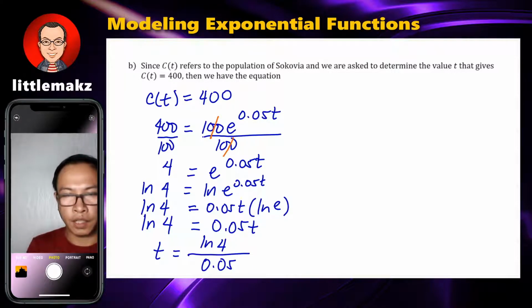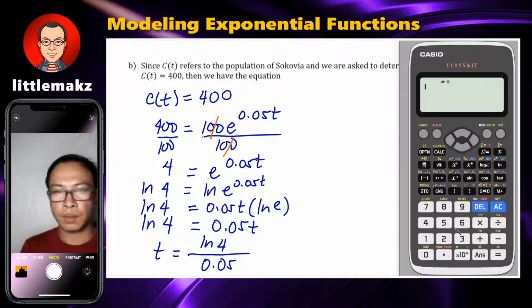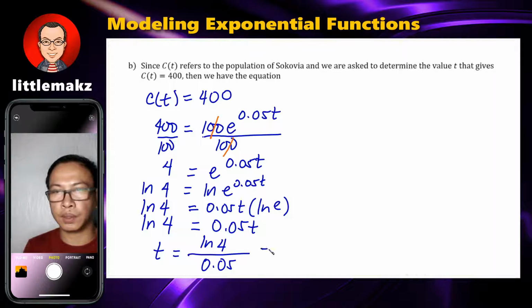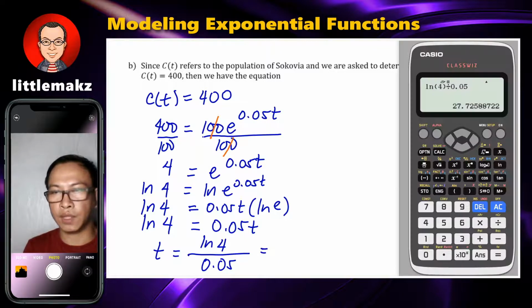0.05. Again, using your calculator, we try to plug this in. This time we use the ln, the ln of 4. Then we divide that by 0.05. We get 27 point, is that 27.726?